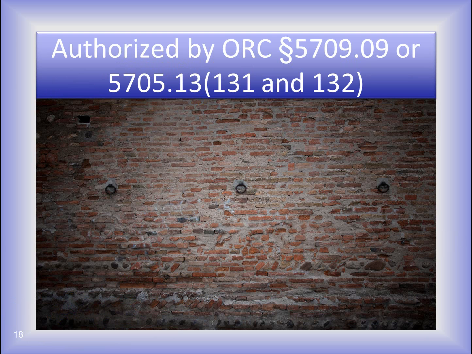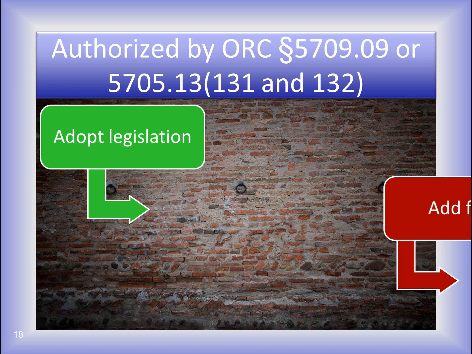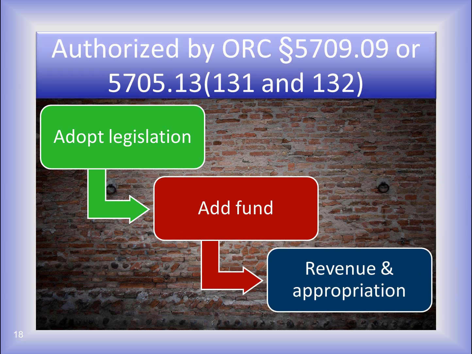When an entity needs to establish a new fund that is already authorized under Ohio Revised Code 5709.09 or Revised Code 5705.13, Sections 131 and 132, the governing board must adopt legislation to establish that new fund. And then the fiscal officer can add the new fund and add the revenue and appropriation accounts that belong to the fund.